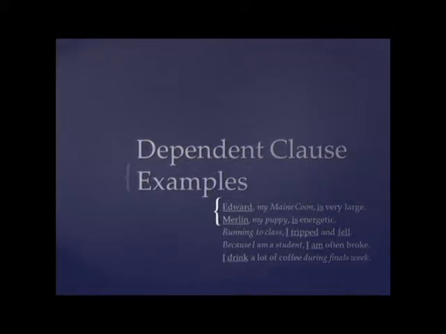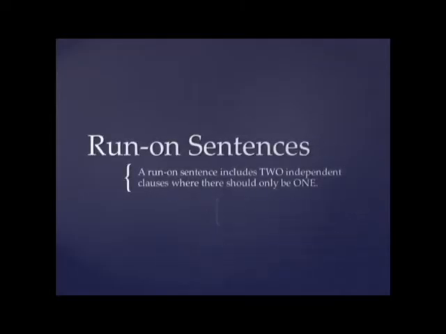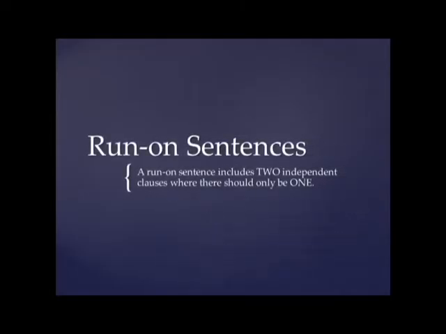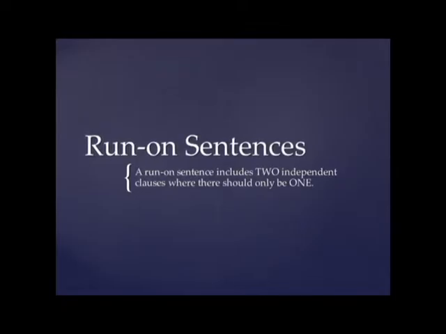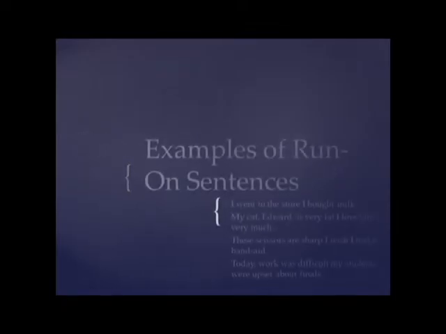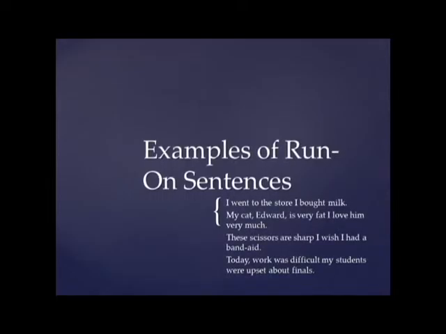Starting with run-on sentences, these are just sentences that contain more than one independent clause, which is not okay. Here are some examples of run-on sentences. Try looking for the subject-verb pairs in each one. By doing that, you'll see each sentence here contains two independent clauses, which we don't want in your papers.